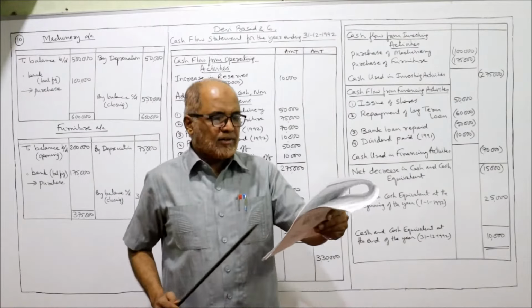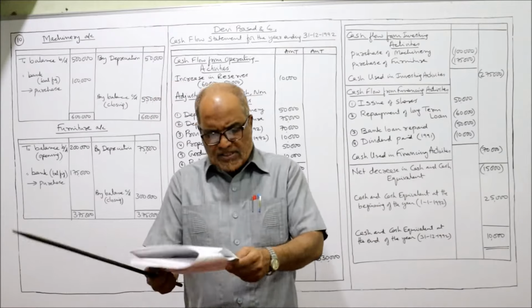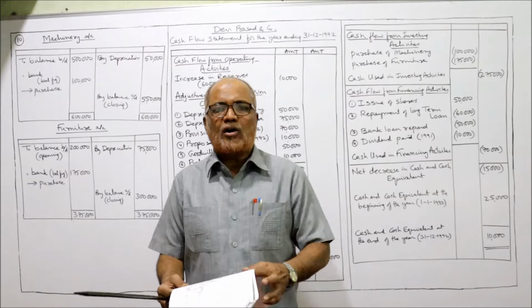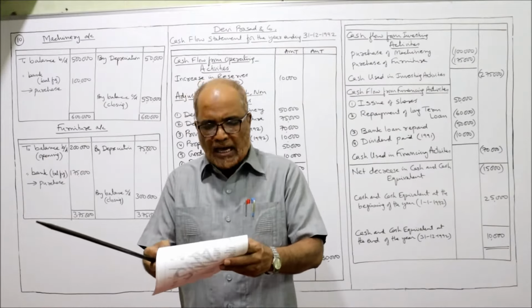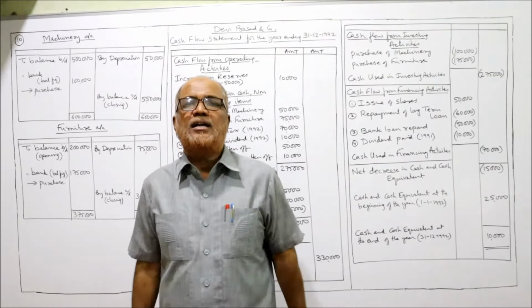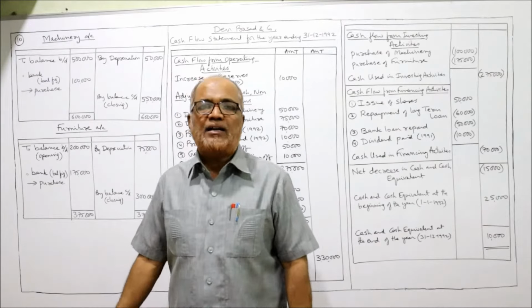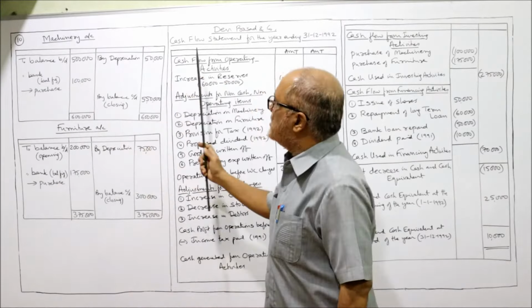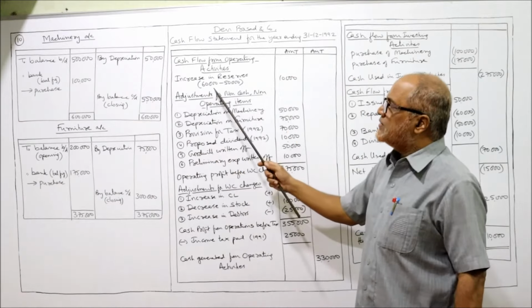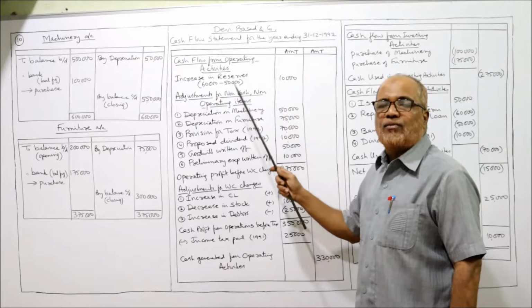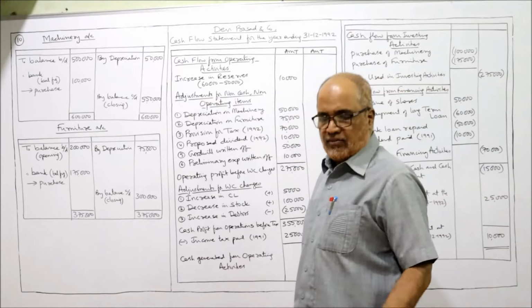Right? Now reserves. The breakup of reserves is not given in the problem, only reserves are given. So last year reserves are 50,000, current year is 60,000. So increase in reserve by 10,000. You can see here, increase in reserve, 60,000 minus 50,000, 10,000. This is the starting point for cash flow from operating activities.